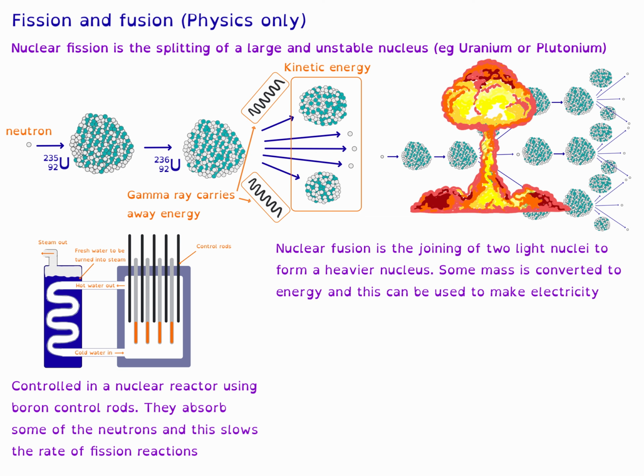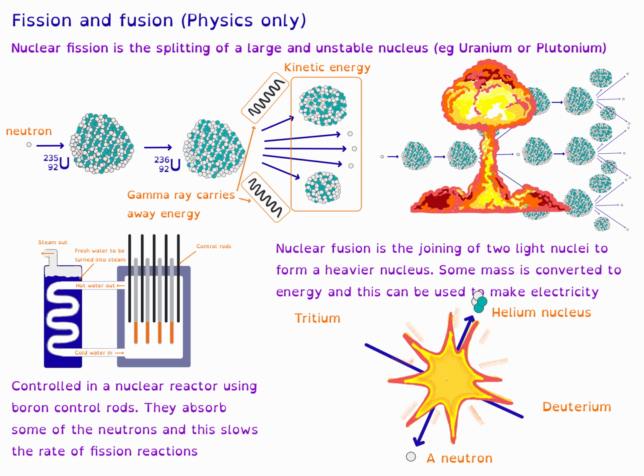Fusion is different. Fusion is the joining of 2 light nuclei to form a heavier nucleus. Some of the mass is converted into energy, and that energy can be used to make electricity. So in this diagram, we have tritium and deuterium, which are isotopes of hydrogen. If we get them moving fast enough, they will collide and they will form a helium nucleus and a neutron, and lots of energy will be released, and that energy can be used to make electricity.